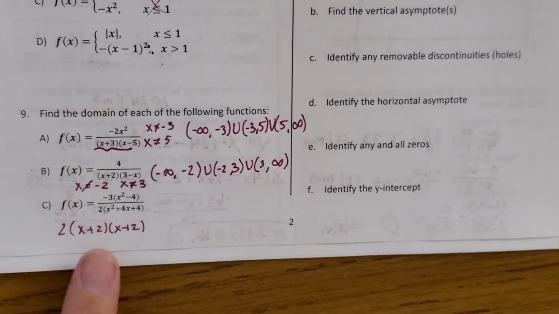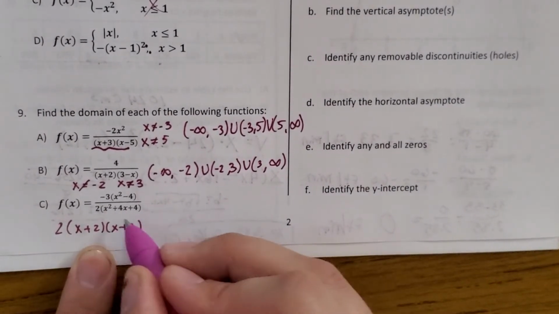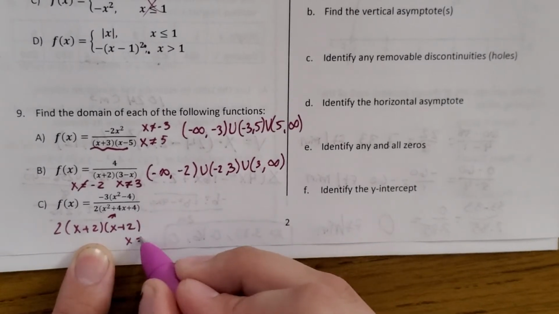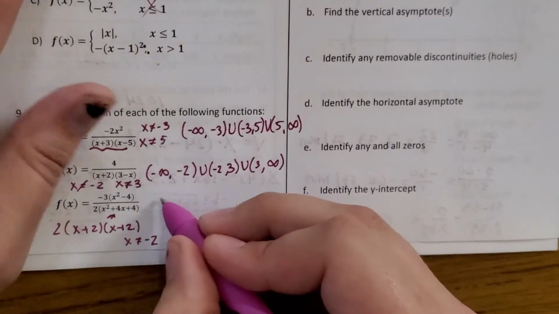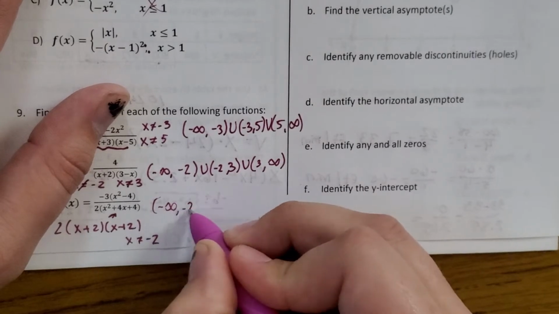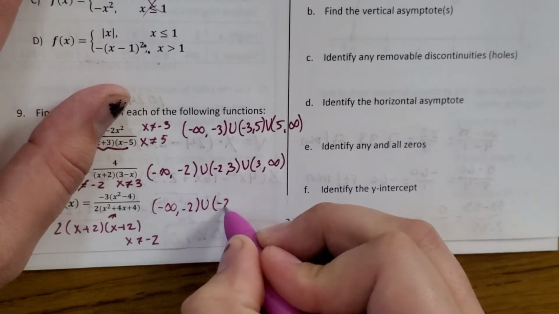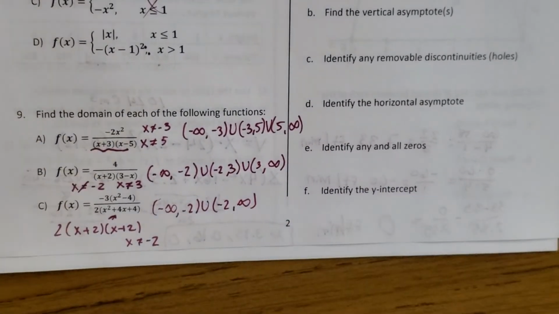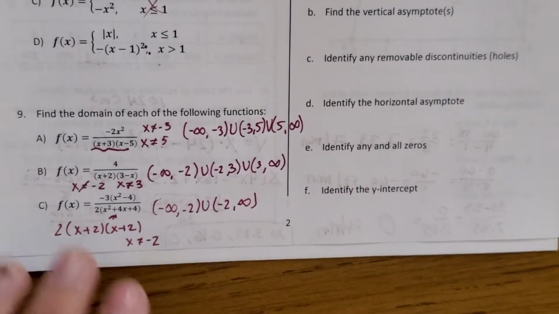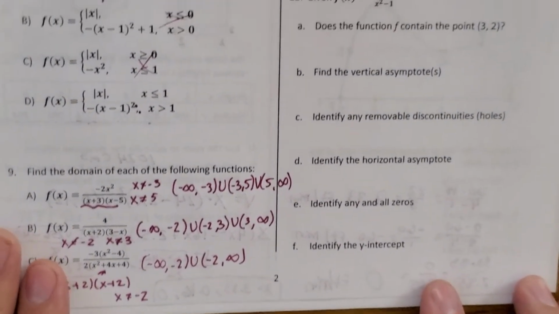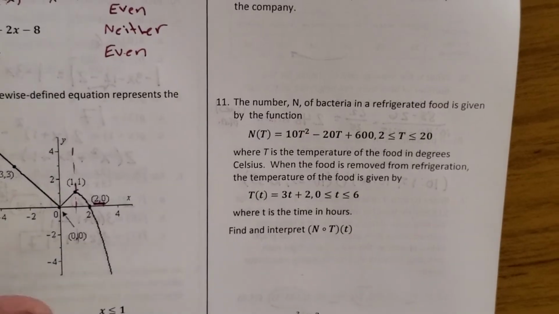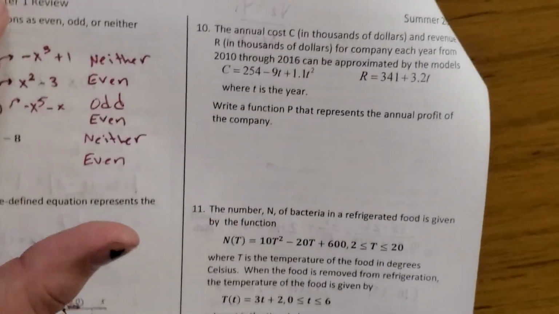Well, it looks like then the only thing that would make this denominator equal 0 is that x can't equal -2. So I'm going to put -∞ to -2, skip -2, and go to infinity. And beyond. Woo! All right, coming up here to number 10.